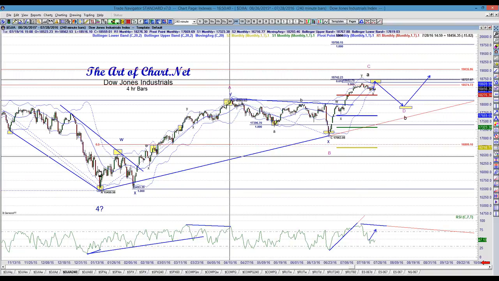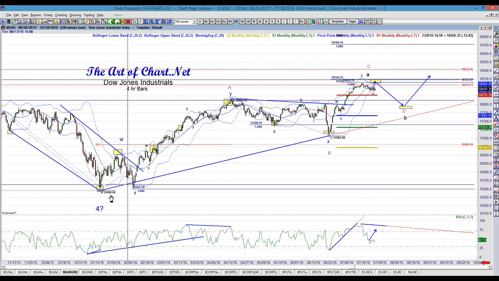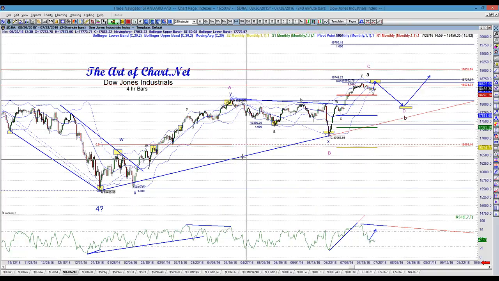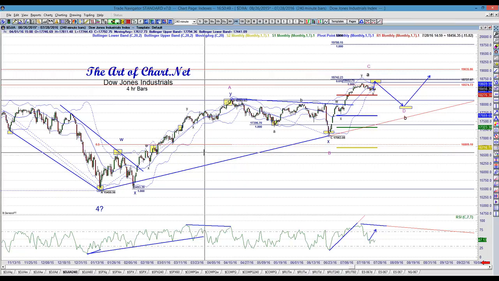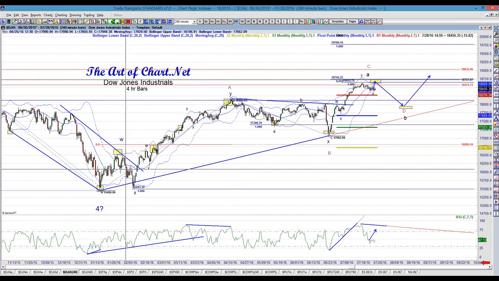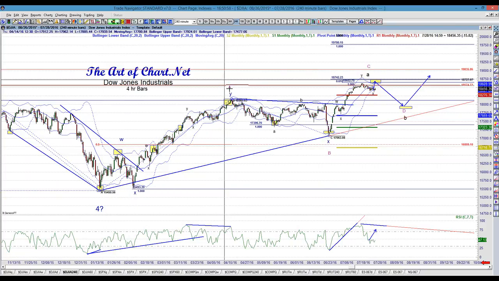The first thing I do, Bruce, is I try to look at multiple structures. So I'm looking here at the Dow, and here is my sense of the Dow. I could be wrong about this, but this is my current sense. I'm looking at a 3-wave move here, a WXY for an A. I'm thinking this could be a contracting ending diagonal, perhaps. I'm not sure about this yet.